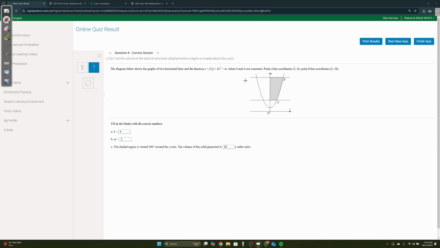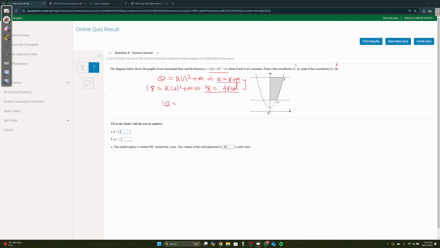You have to use simultaneous equations. Substitute 1, 6. So 6 is equal to k times 1 squared plus m. In other words, 6 is equal to k plus m, right? Substitute 18. 18 is equal to k times 2 squared plus m. Therefore, 18 is equal to 4k plus m. You can use any method to solve this. Personally, when I see that you can cancel out two things by subtracting, I just subtract this one by this one.